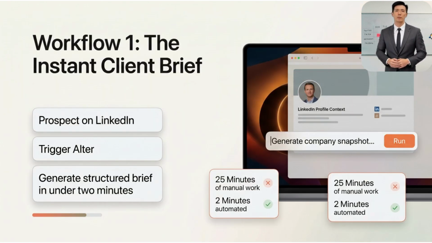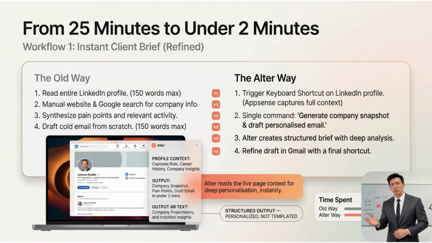Here's the first workflow, and this one directly replaces the most time-consuming part of outreach. The scenario: you found a strong prospect on LinkedIn, you're on their profile. You need to understand their business, identify where they have gaps you can solve, and write a personalized email, all before you reach out. The old way takes 20 to 30 minutes minimum.